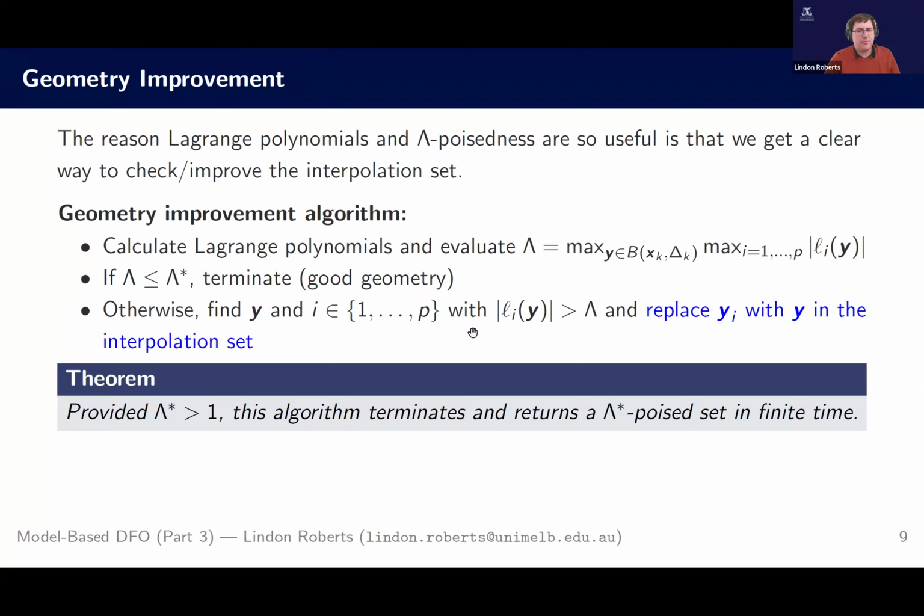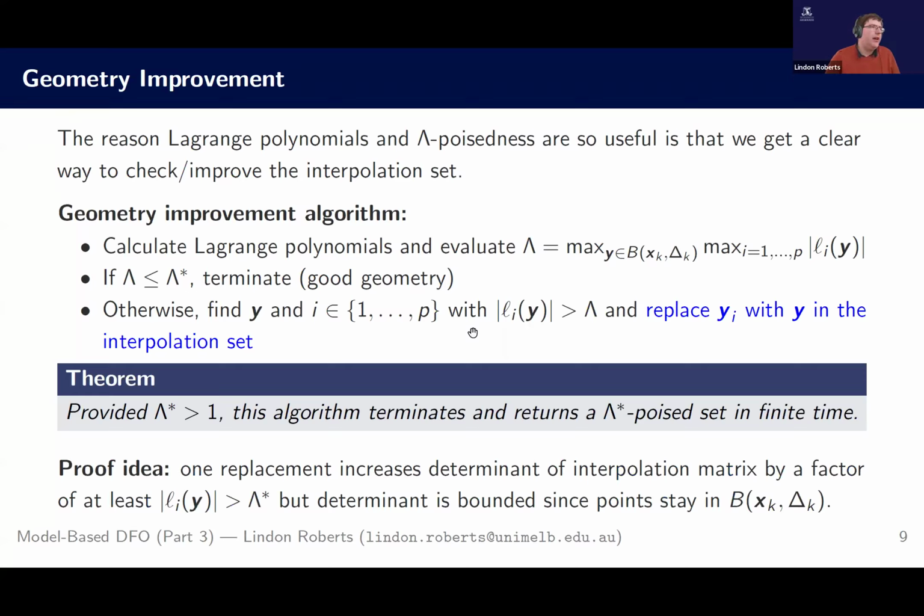I'm not going to go through the details, but the basic idea behind this, and this works for linear and quadratic and in fact higher order polynomial interpolation, is this. For linear interpolation at least, and for quadratic it's basically the same idea, if we make one of these swaps, or in fact, if we swap any point in the interpolation set with something else, we can look at what happens to the determinant of the matrix we use to solve the interpolation system. And what you can show is the determinant grows by a factor of at least the absolute value of the Lagrange polynomial associated with that swap.